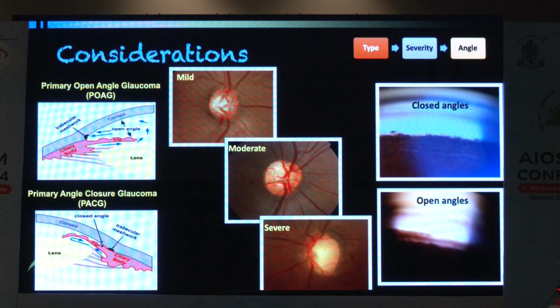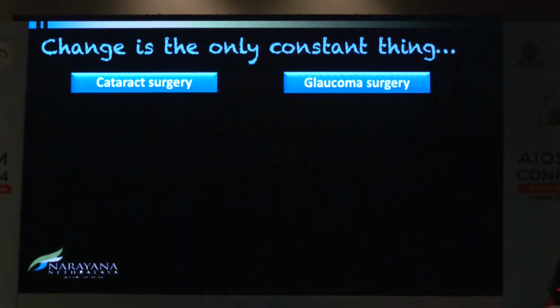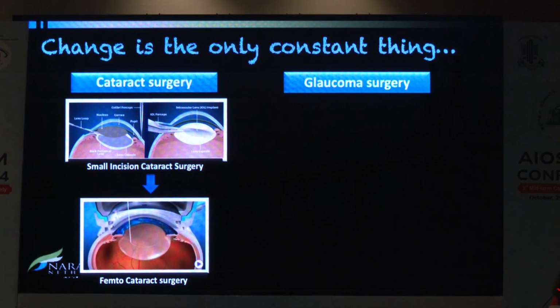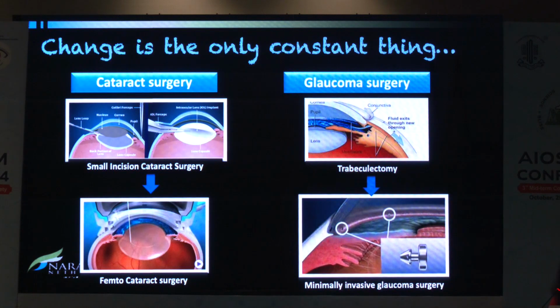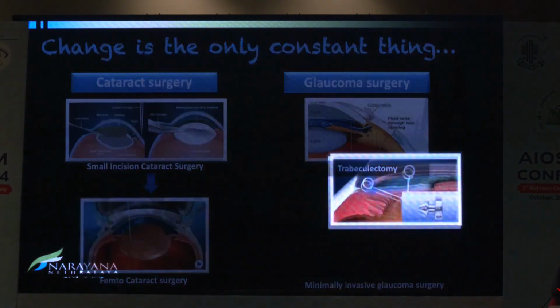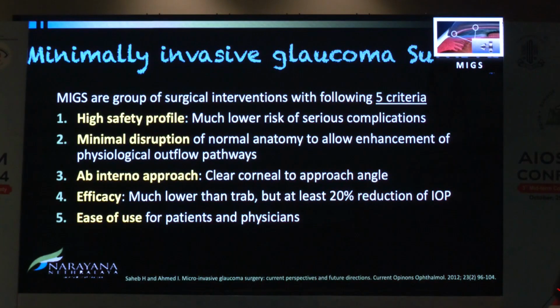or closed on gonioscopy. Cataract surgery has evolved from SICS to femto cataract surgery now, and in a similar way we have evolved from trabeculectomy to MIGS now. So I will not be speaking of trabeculectomy here, because that is something that we all know and have dealt with, and I'm sure cataract surgeons do not want to do it along with cataract surgery. So we are going to talk about the MIGS, which have a high safety profile, minimal disruption of normal anatomy, and an ab interno approach. The efficacy is quite moderate, although lower than trab, but at least a 20% reduction in the intraocular pressure is what you can expect. It is easy to use for patients as well as physicians.